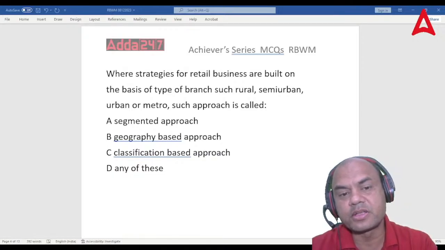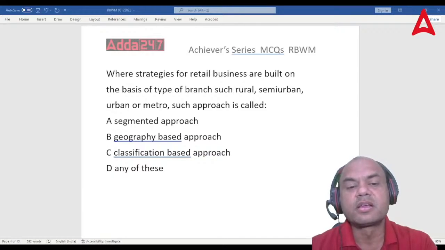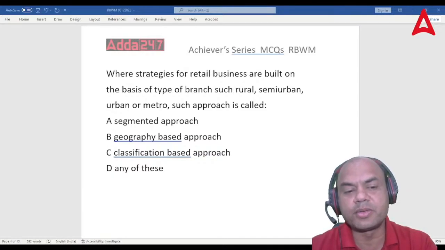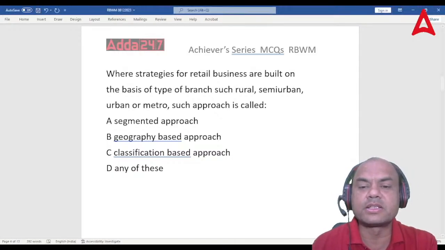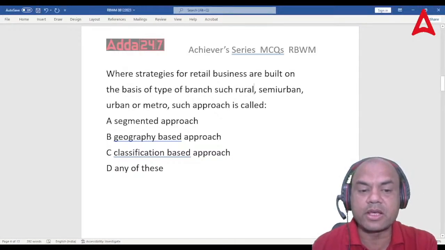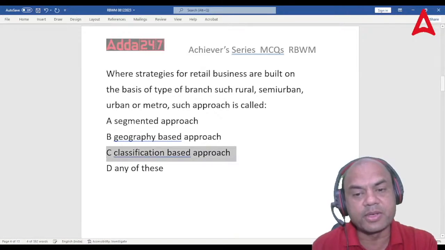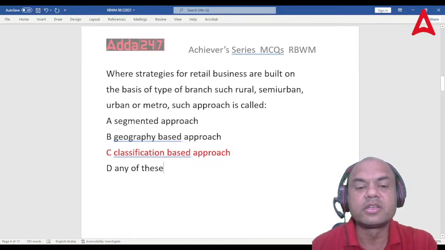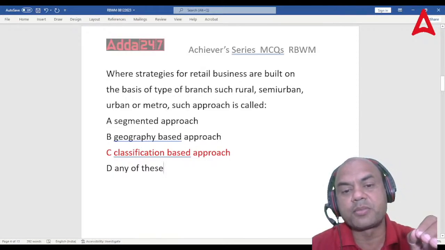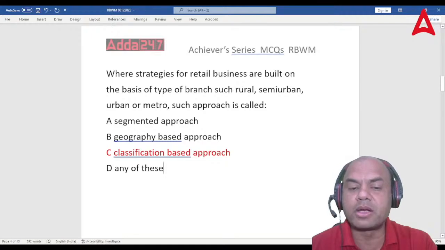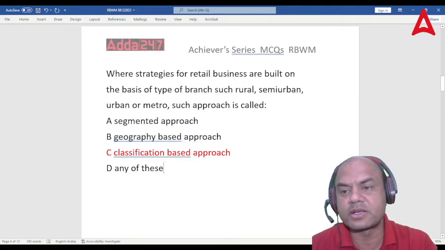Classification means this is the real answer. Classification means rural, semi-urban, urban, as we differentiate between the branches: this is the urban branch, this is a semi-urban branch. So this becomes the answer. So the classification based approach, where the branches are of the type rural, semi-urban, urban, metro, is called classification type.